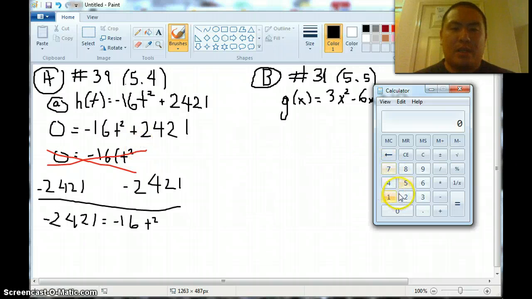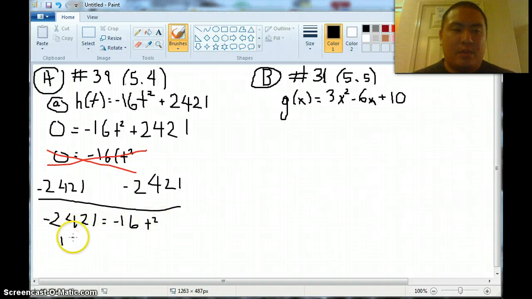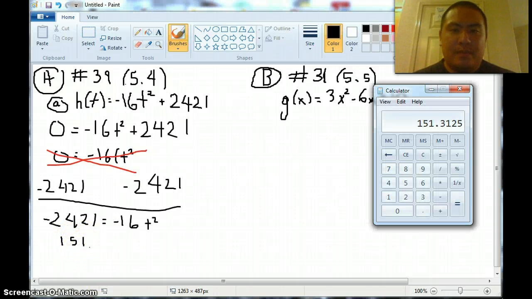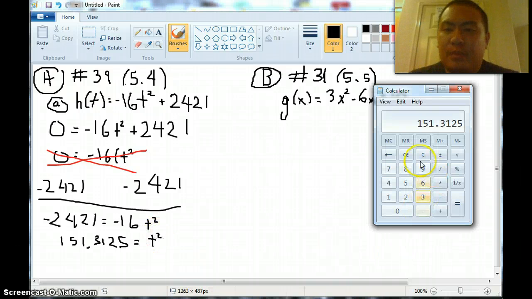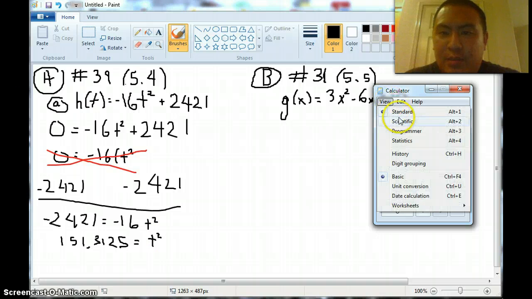Okay, so we got 2,421 divided by 16. And I got rid of the negatives for you guys already. So 1.3125 is equal to t squared.